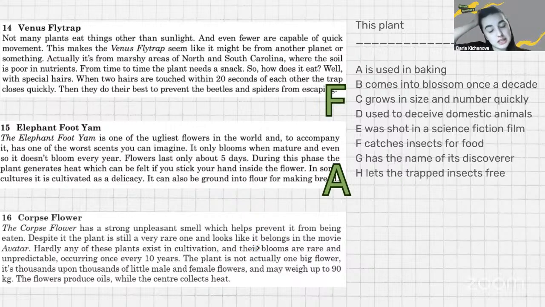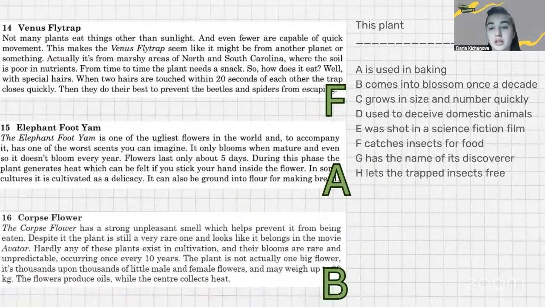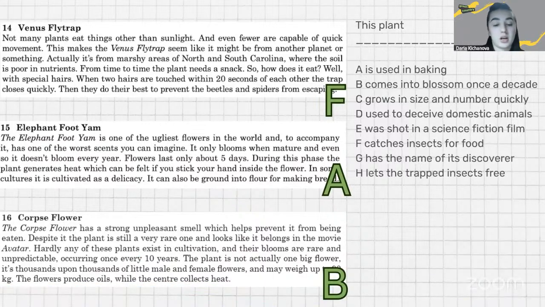And 16, we are going to talk about the corpse flower. So tell me please, what answer have you chosen? I can see one answer, and that is B. So this plant comes into blossom once a decade. Here we can already see that this plant blooms every 10 years. So a decade is 10 years, and we can understand that it is a correct answer.